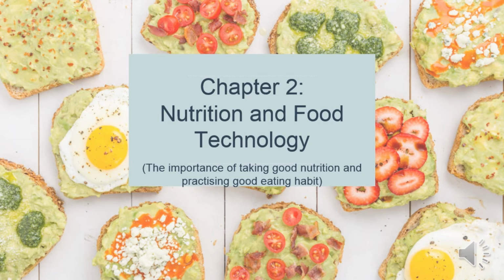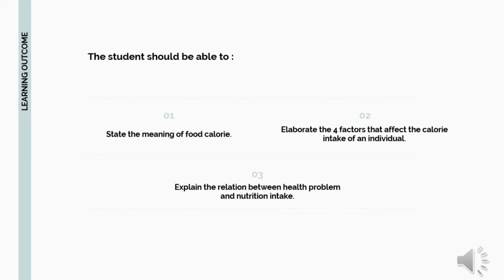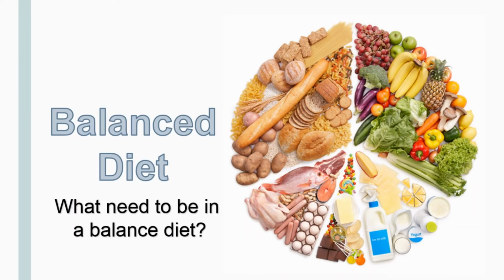Okay? In this chapter, the student will be able to first, state the meaning of food calorie, second, elaborate the factors that affect the calorie intake of an individual, and third, explain the relationship between health problem and nutrition intake. Before we start our topic, let's refresh a little bit about balanced diet that you have already learned in Form 2, right? So what needs to be in a balanced diet? Anyone knows the answer? Okay, hold on. We will discuss it during the discussion.